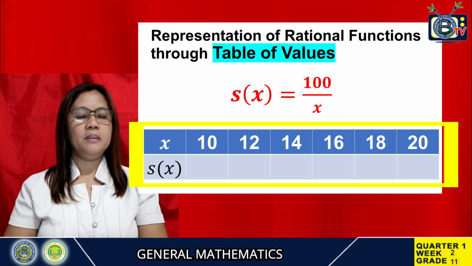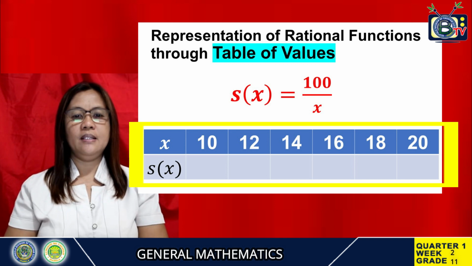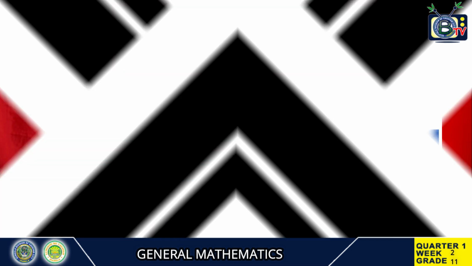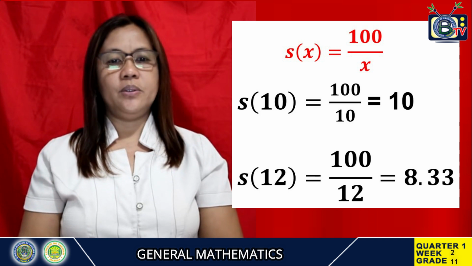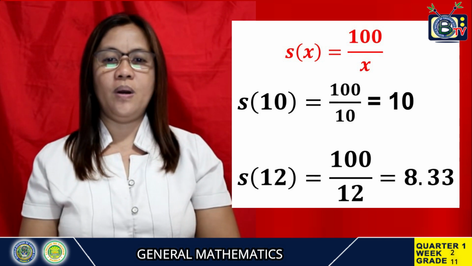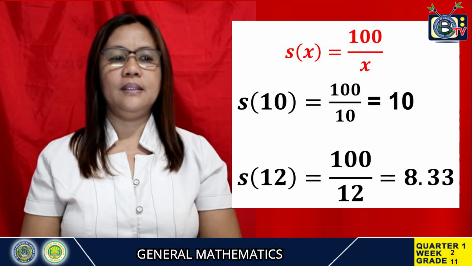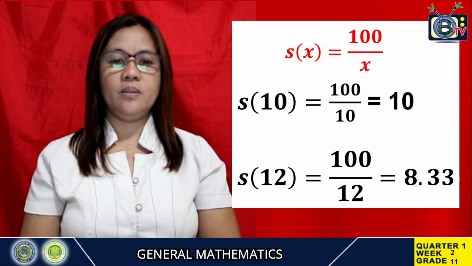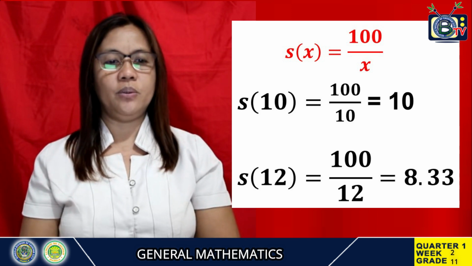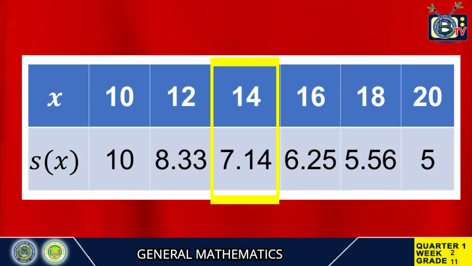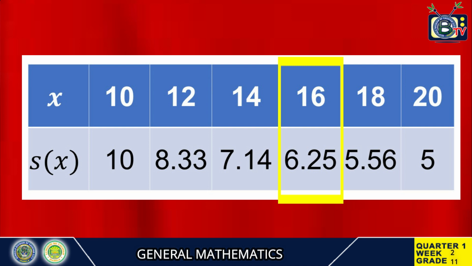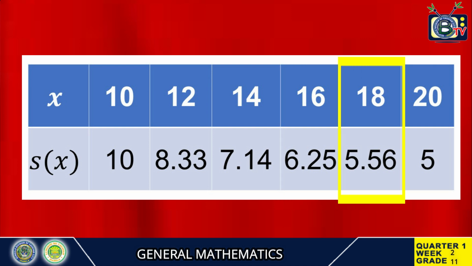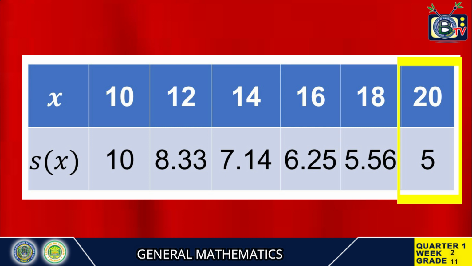For x, we have the values 10, 12, 14, 16, 18, and 20. If x is equal to 10, s of 10 is equal to 100 divided by 10, which is 10. If x is equal to 12, s of 12 is 100 divided by 12, which is 8.33. If x is 14, s of x is 7.14. If x is 16, s of x is 6.25. If x is 18, s of x is 5.56. If x is 20, s of x is 5.